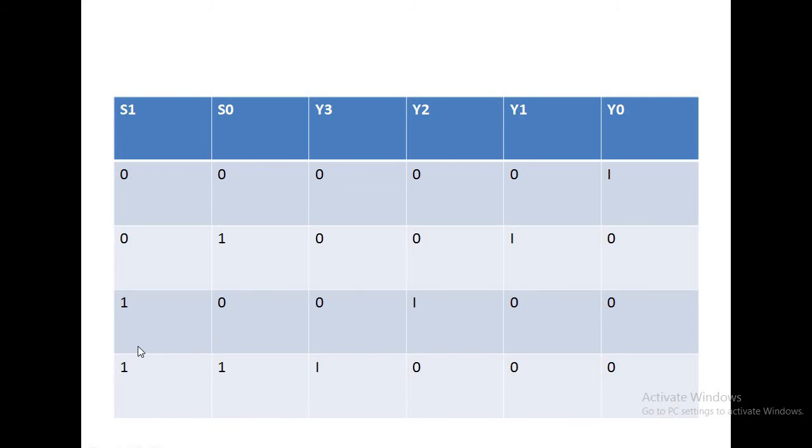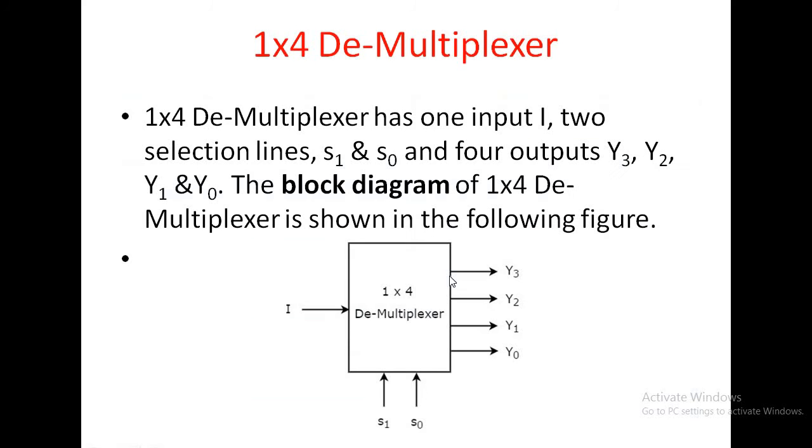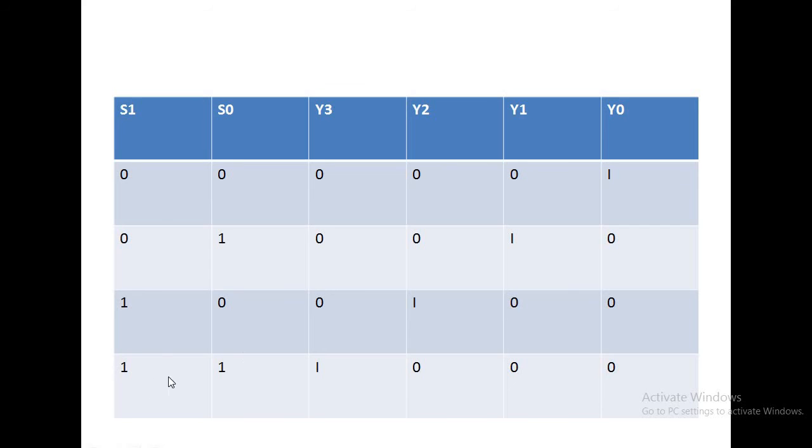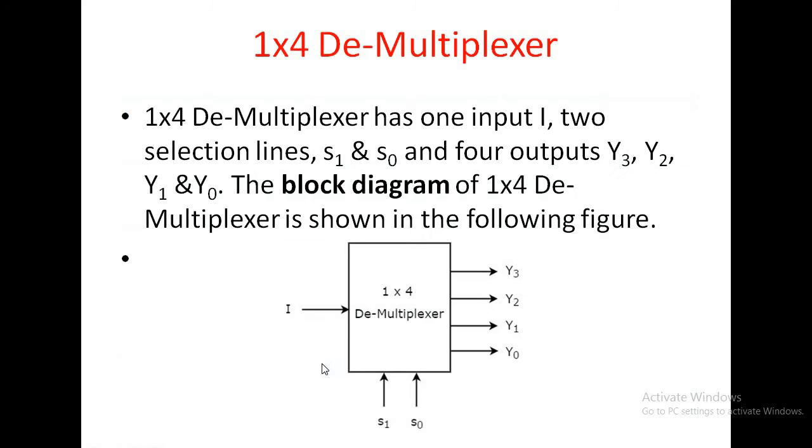If S1 is 1 and S0 is 0, that is 10, generally decimal 2, so Y2 is selected. That means this input line is connected to Y2. If both S1 and S0 are 1, that is 11, and the decimal representation is 3, so the Y3 output line is selected. That means this input line is connected to this Y3 output line.